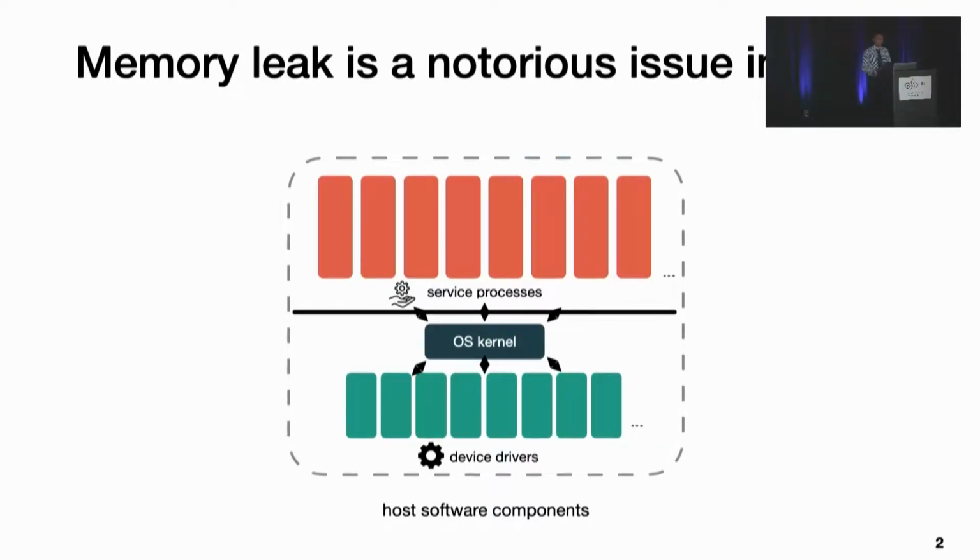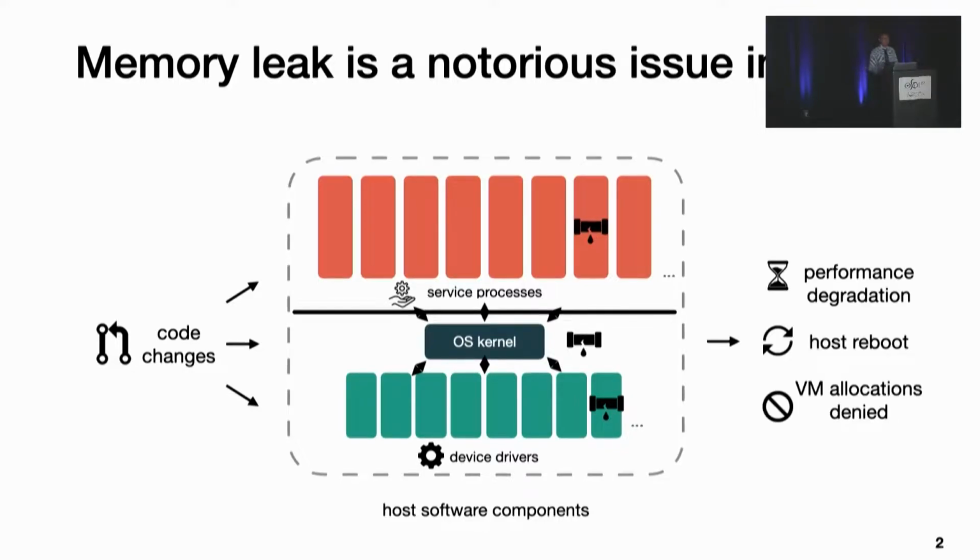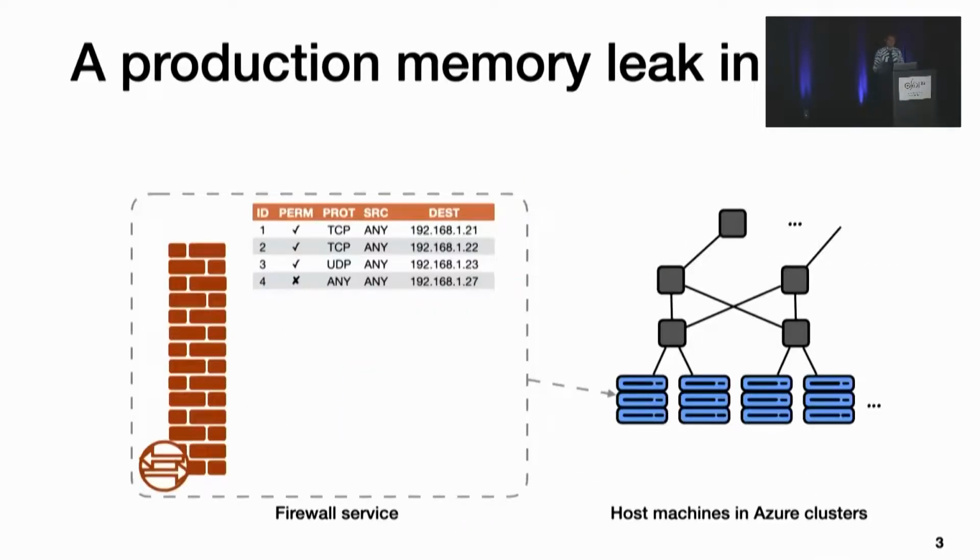Cloud infrastructure contains many complex software components, such as host servers, OS kernel, and device drivers. These software run on a massive number of machines with various workloads. Code updates are rapidly integrated, and unavoidably, memory leak bugs will be introduced. In consequence, hosts will slow down and reboot, and new VM allocation requests will be denied. The quality of service will be damaged.